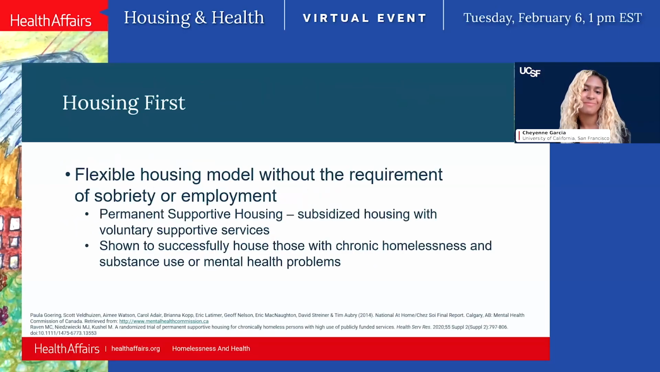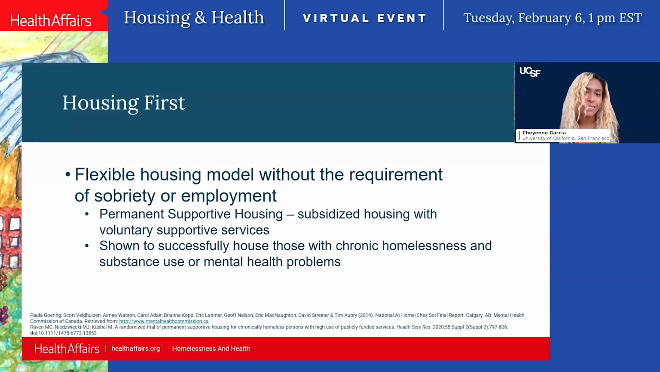Next slide. And the most important takeaway of the talk, I think, is that the solution to homelessness really does lie outside of the healthcare system. Ending homelessness requires that we invest in evidence-based solutions that can be supported by the healthcare system. And the gold standard evidence-based practice to end homelessness is housing first. Housing first is both a principle and a flexible housing model that provides housing without the requirement of sobriety or employment. It's most often implemented as permanent supportive housing, which is subsidized housing with voluntary supportive services.